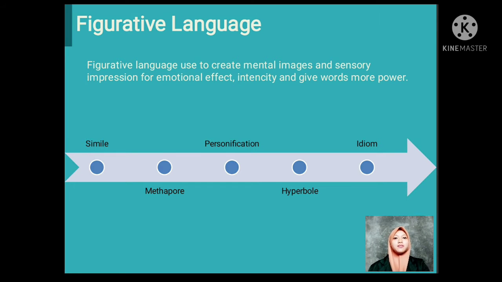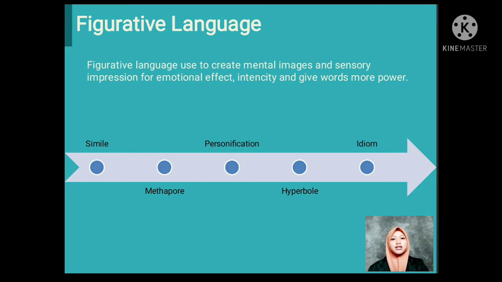Next, personification. Personification is figurative language in which non-human things or abstractions are represented as having human qualities, or giving human attributes to an object. For example, the tree dances as the wind blows. Hyperbole. Hyperbole is an intentional and extreme exaggeration for emphasis or effect. For example, Diana is dying of embarrassment from her wardrobe malfunction.